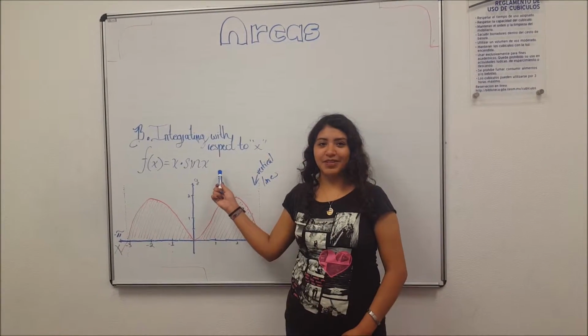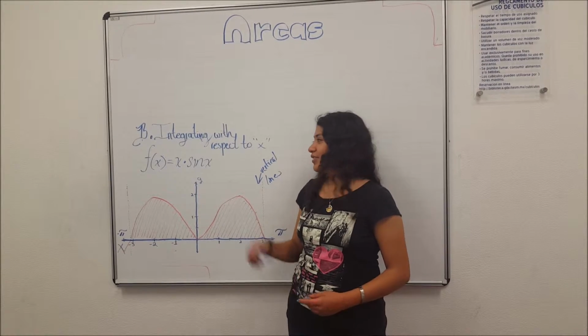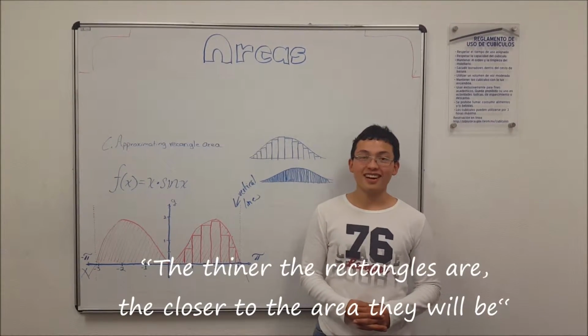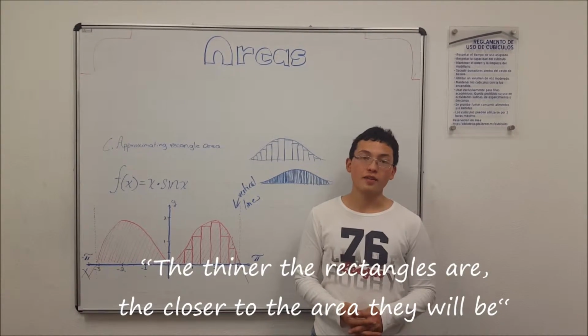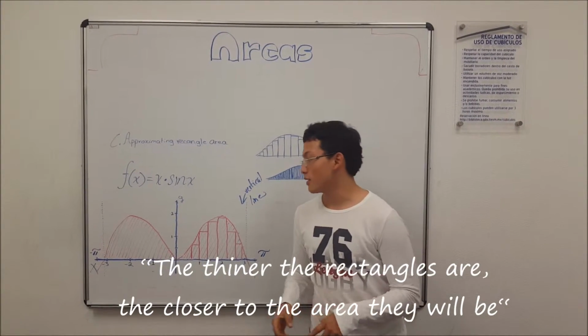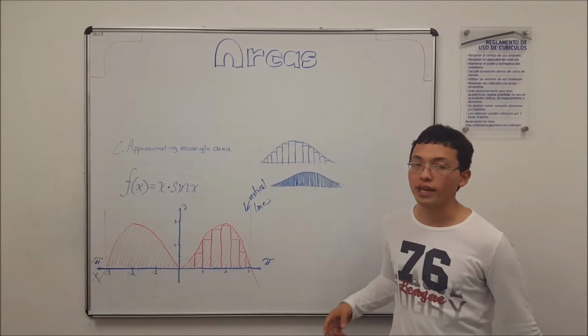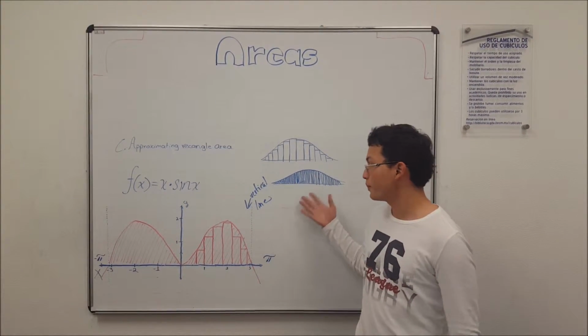This is a function with respect to x, so we're going to integrate with respect to x. The thinner the rectangles are, the closer to the area they will be. If we fill the area under the curve with the rectangles, we can obtain a similar form.